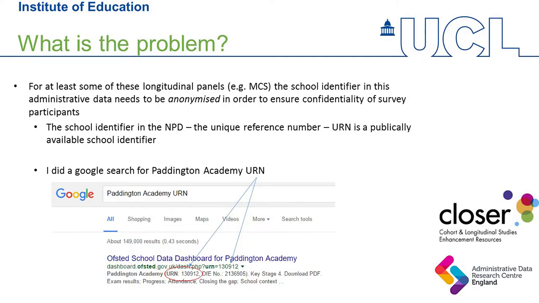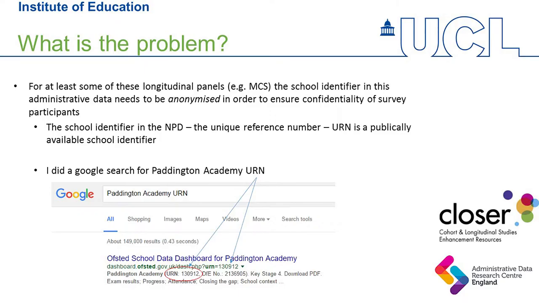And one particular problem that happens when you link administrative data to survey data, with some but not all survey data, and it depends on the data, is that the data has to be anonymized. So the current National Pupil Database is a database of every single child in state and in some years private schooling. Some individual data sets go back to 1996. School data sets go back to 1992. And there's detailed individual data for everybody from 2001.